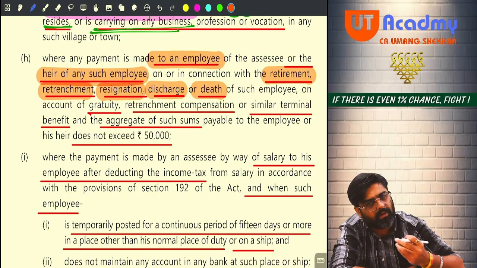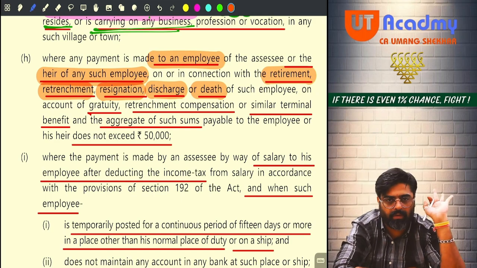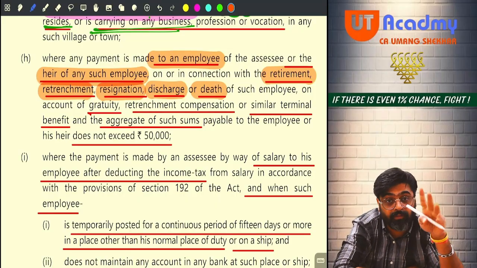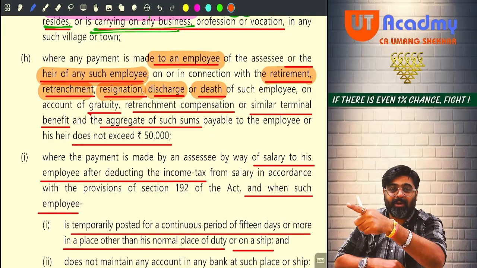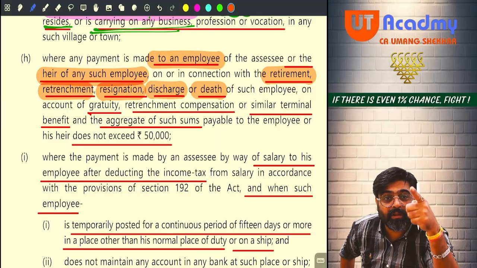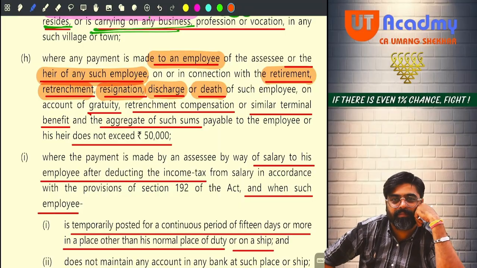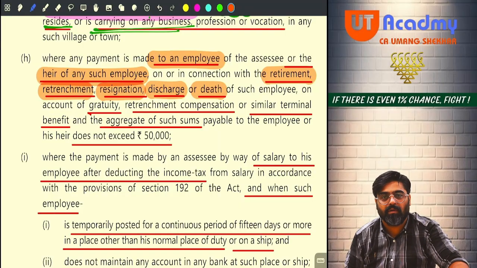Don't worry, whatever payment you make, by whatever mode, it will be allowed, provided the amount you are paying to the employee or their legal heirs is not more than 50,000. Now for all the payments, you will see 10,000. For transporters, you will see 35,000, and for these payments, you will see a limit of 50,000 as per rule 6DD. Getting my point? Hello, sir. Will you remember?